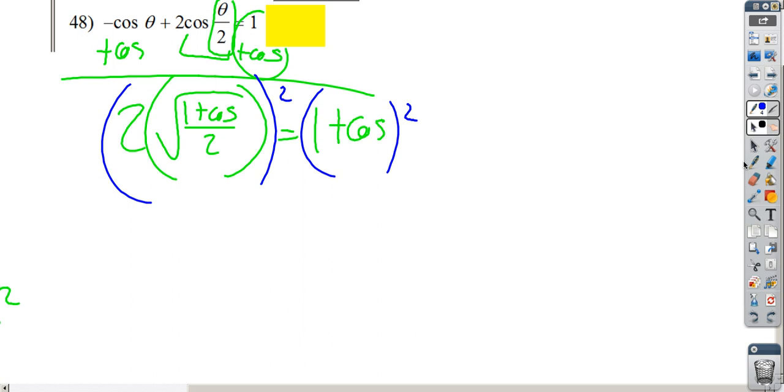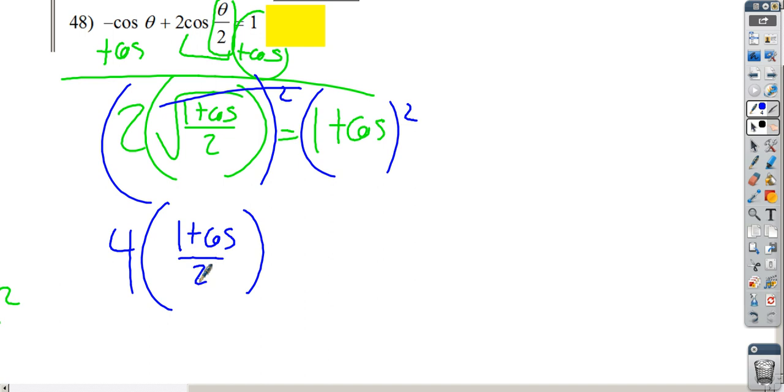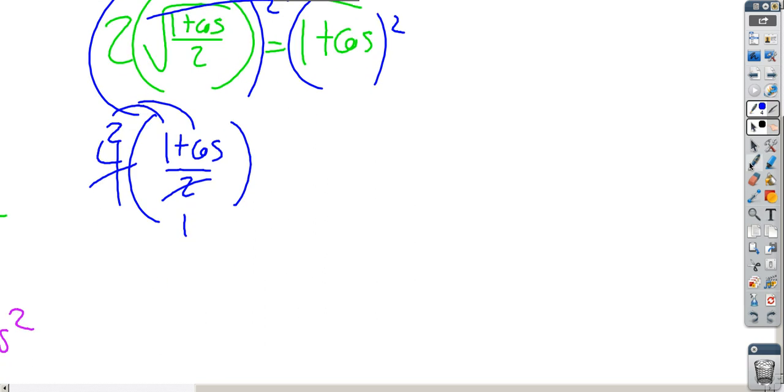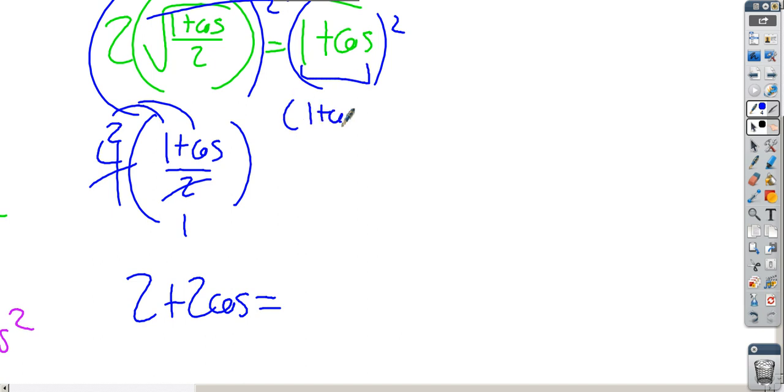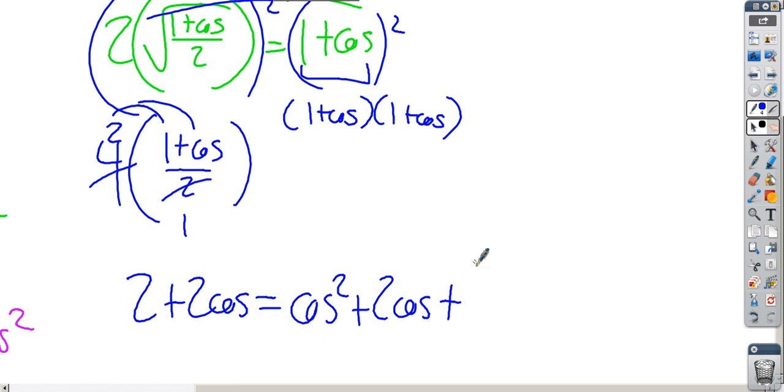So we'll square both of these. And if you square the left side, 2 squared is 4, and that thing in the root, those cancel, and you're just left with 1 plus cos over 2. That becomes a 1, and that becomes a 2. When we distribute 2 right there, we would get 2 plus 2 cosine equals, and then see what the right side is. When you FOIL this thing out, you have 1 plus cosine times 1 plus cosine. When you FOIL that out, it's going to be cosine squared plus 2 cosine plus 1.